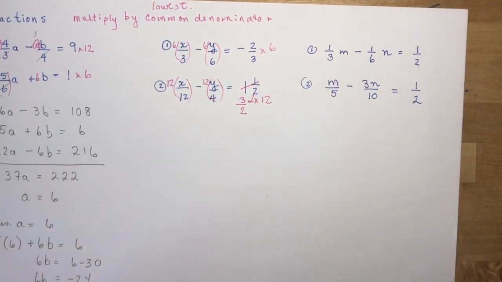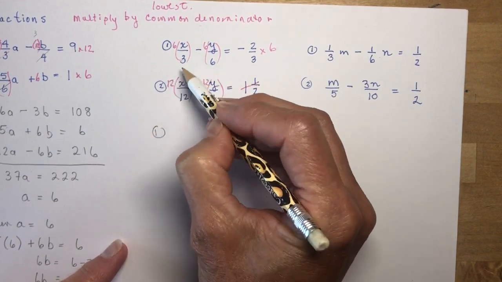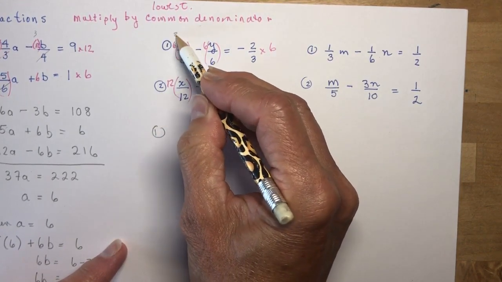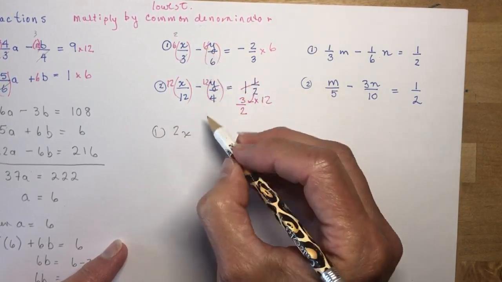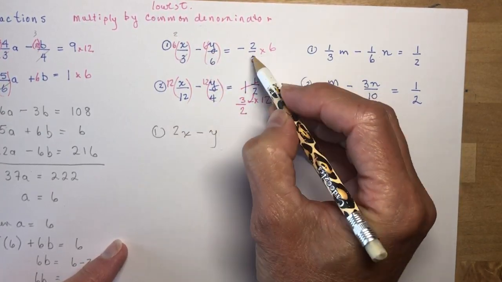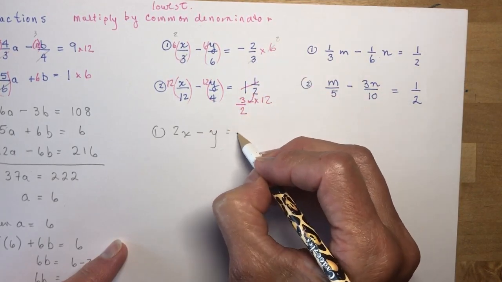So let's go to our next line. So equation 1, once we simplify this, 3 goes into 6 2 times. That's going to give me 2x's. This goes in once, so minus y. 3 into 6, 2, and 2 times minus 2 is minus 4.